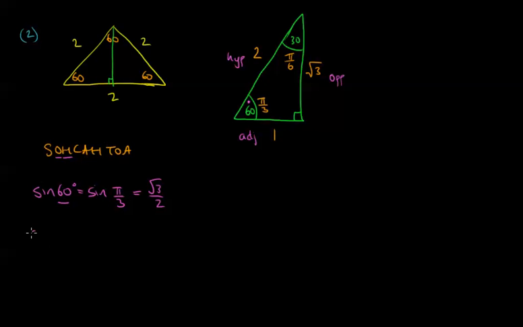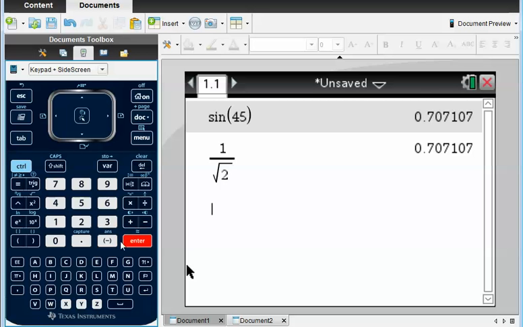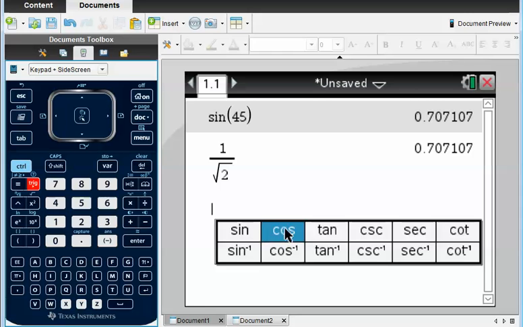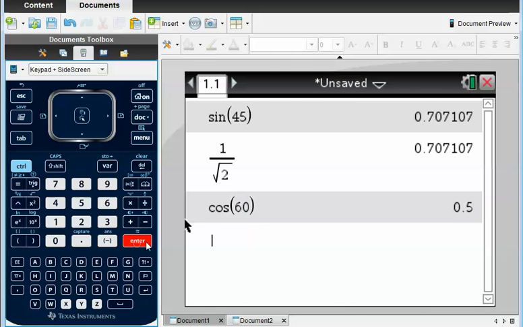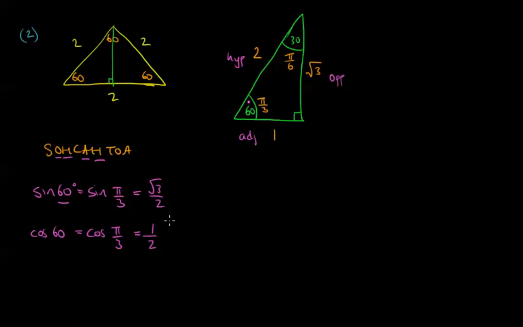Okay, going through the others, cosine 60 degrees, cosine pi over 3 in radians. Cosine is adjacent over hypotenuse, so the adjacent is 1 and the hypotenuse is 2, so 1 over 2. Cosine 60 is a half. We can check that quickly actually. Trig, cosine 60, press enter, you get 0.5, which is a half.